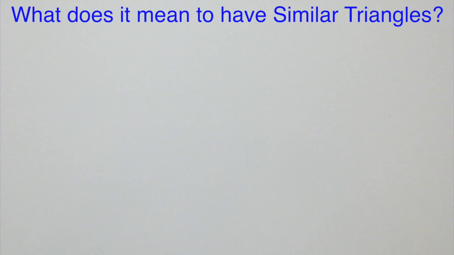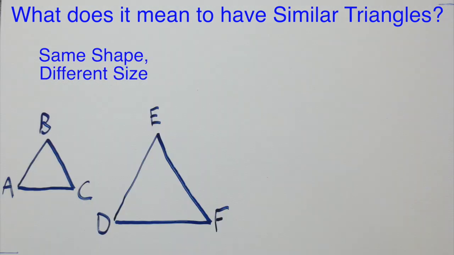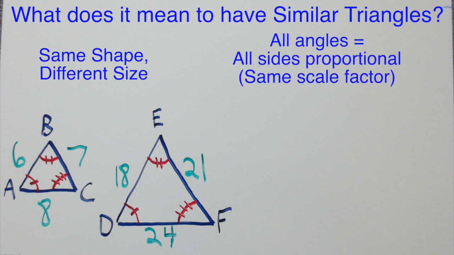So, what does it mean that we have similar triangles? It means basically they have the same shape, but different sizes. So, here we go. Two triangles that look similar. If they're similar, what would actually have to be true? Well, first off, all of their angles, when you match them up, would be equal. Also, all the sides are proportional, which means that they have the same scale factor.